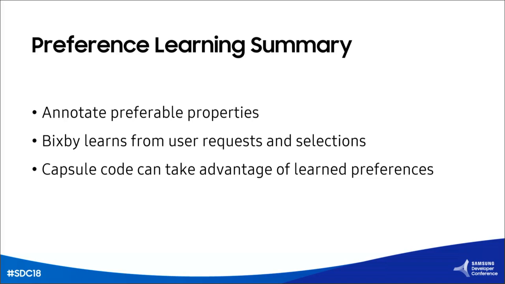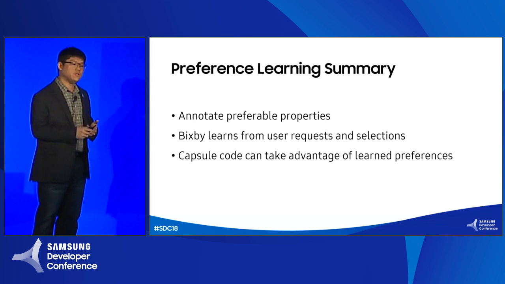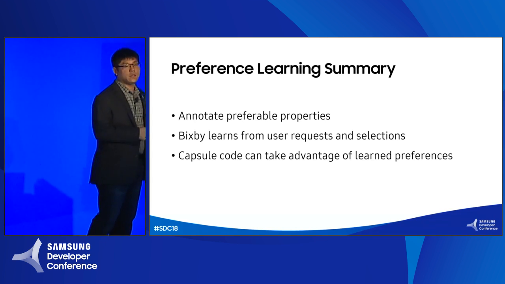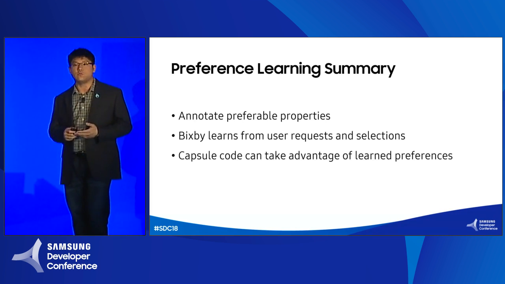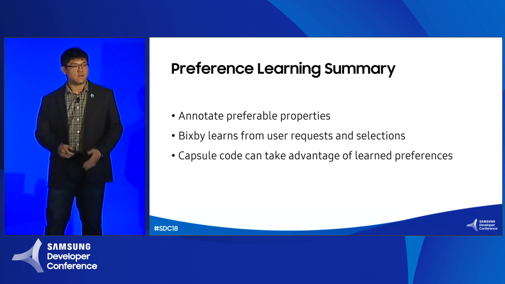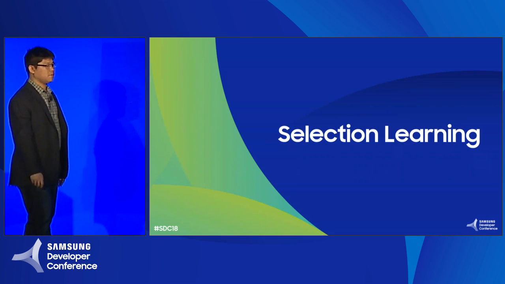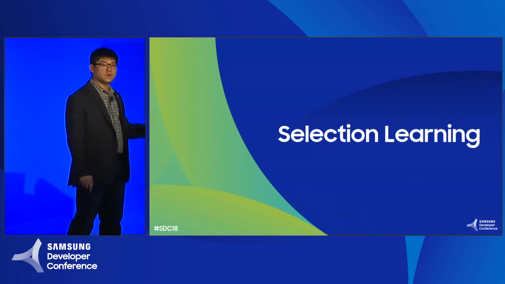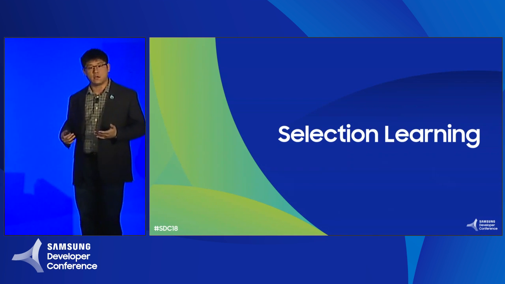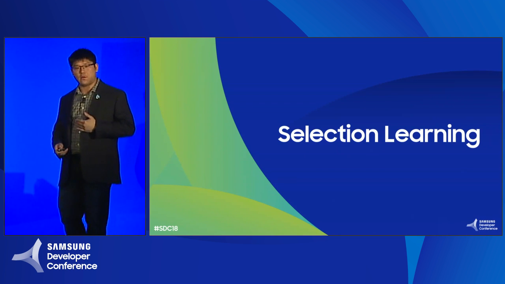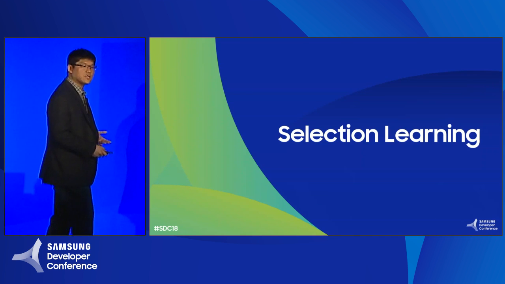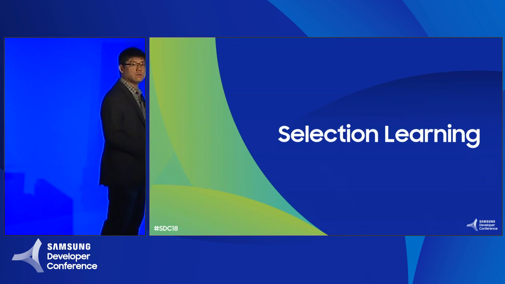In summary, we annotate the preferable properties, and Bixby learns from the user requests and selections, and then your capsule code can take advantage of these learned preferences. Now, that's one way we can help the user, by showing them results they like. Now, I want to show you another way that Bixby can help accelerate user interactions. We call it selection learning.